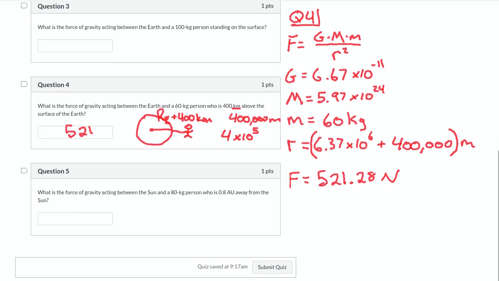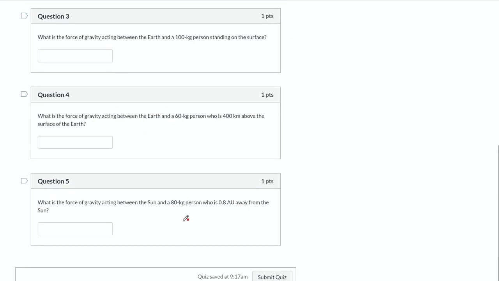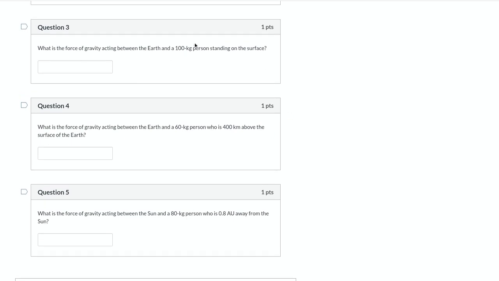The force of gravity acting between the sun now and an 80-kilogram person who is 0.8 astronomical units away from the sun. All right, so now this person is just floating out in space. Here we go, Q5. Same equation, F equals GMm over r squared. The difference here really is going to be in the values, but finding out r is just a touch tricky here. What is the distance?